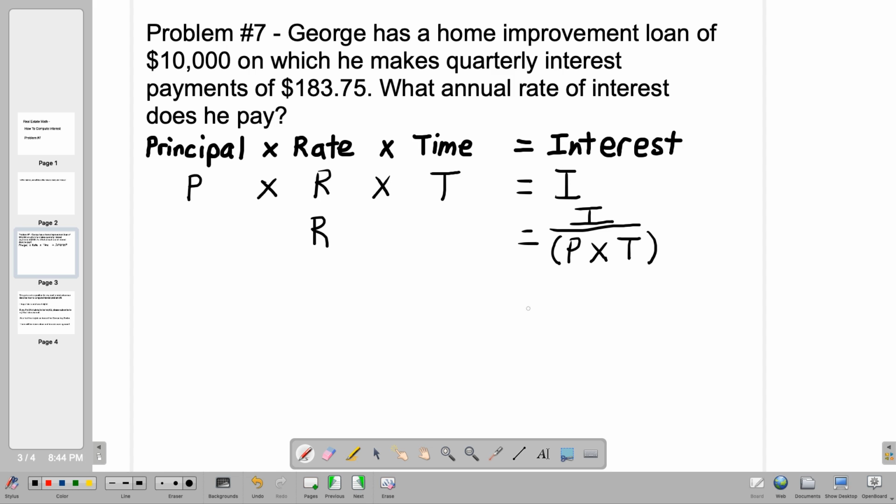Alright, so what we want to do next is look in the problem and try to see what's given. Right away we have he made interest payments of $183.75. So we'll go ahead and plug that value in. $183.75 represents the I. For the principal, George has a home improvement loan of $10,000, and that represents the principal amount. So we'll replace the P with $10,000.